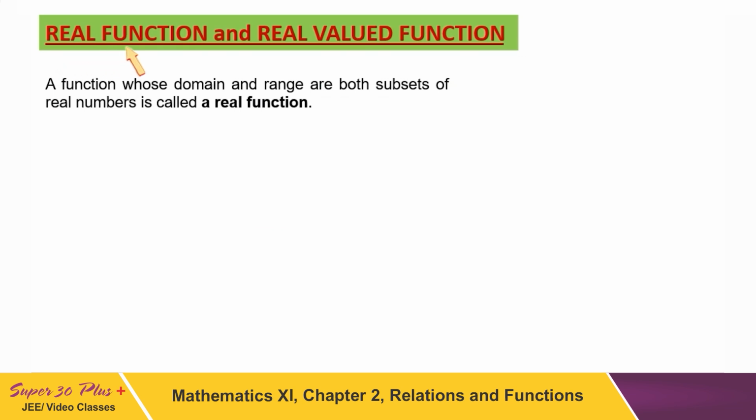Let us see what a real function and a real valued function are. A function whose domain and range are both subsets of real numbers is called a real function. And if a function f is defined from set A to set B, where B is the set of real numbers or a subset of real numbers, then the function f is called a real valued function. This is the basic difference.